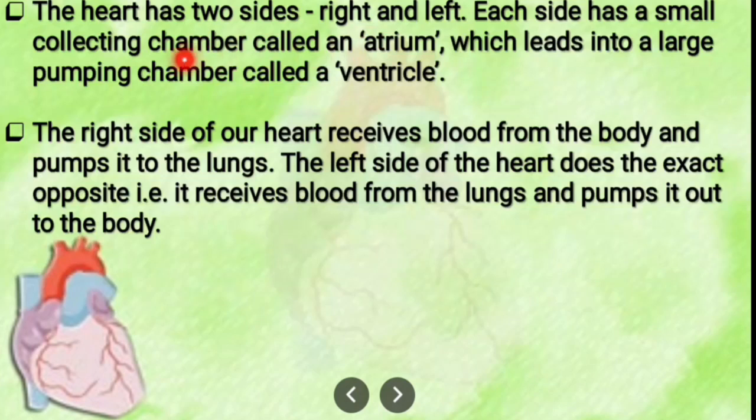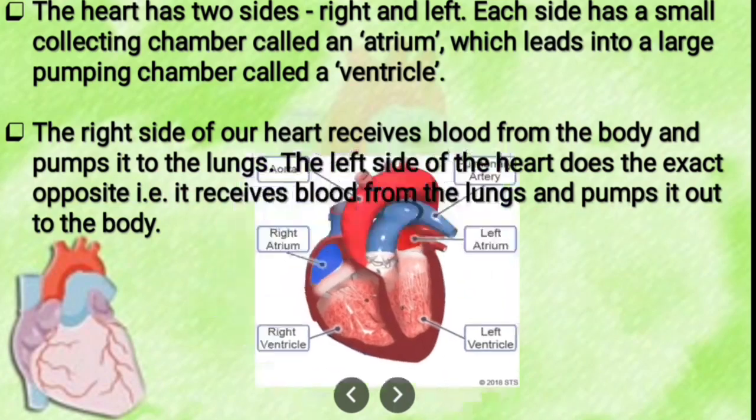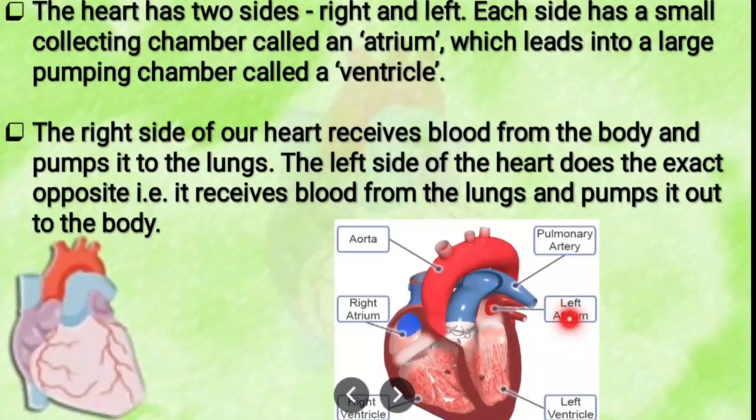Each side has a small collecting chamber called an atrium, which leads to a large pumping chamber called a ventricle. So we have two sides, and the small collecting chamber is the atrium, which leads to a large one, which is a ventricle. The right side of our heart receives blood from the body and pumps it to the lungs, and the left side of the heart does the exact opposite, that is, it receives blood from the lungs and pumps it out of the body. So here you can see left atrium, left ventricle, right atrium.